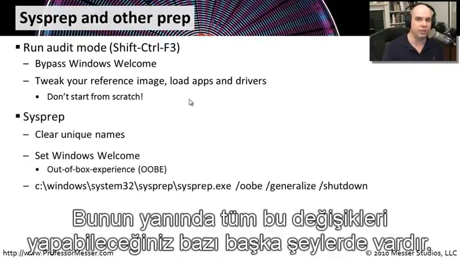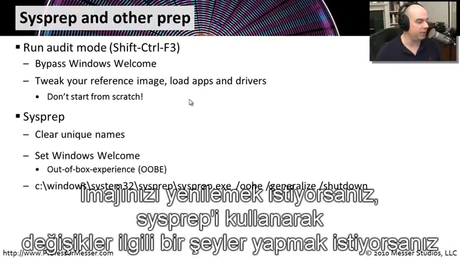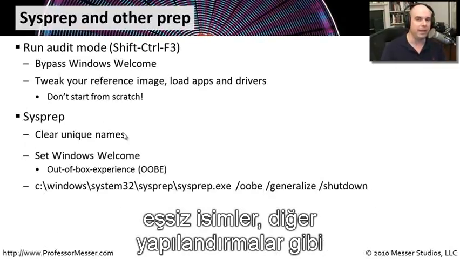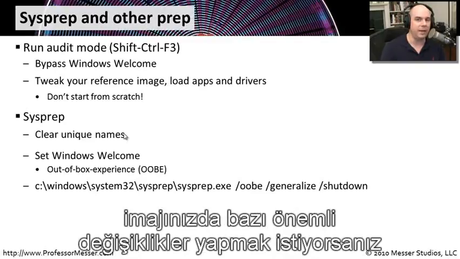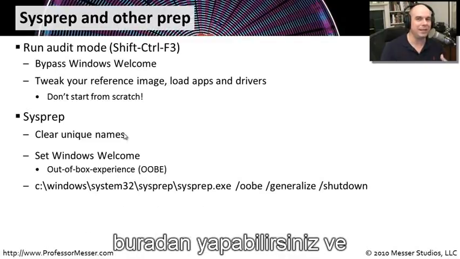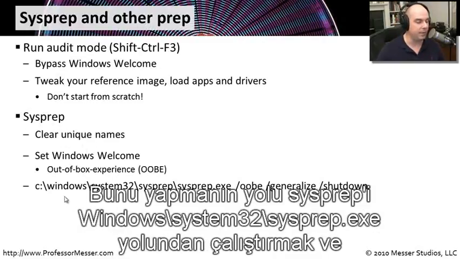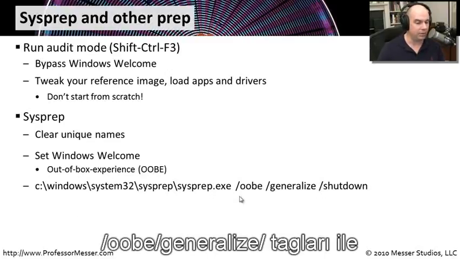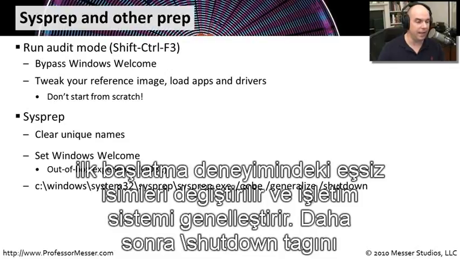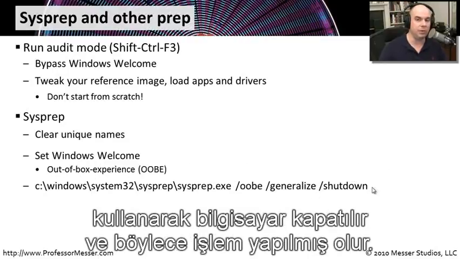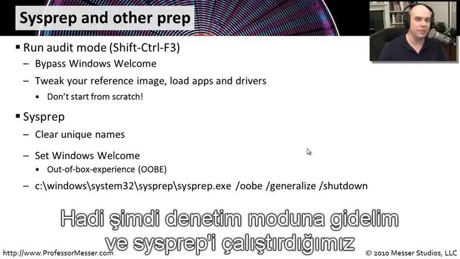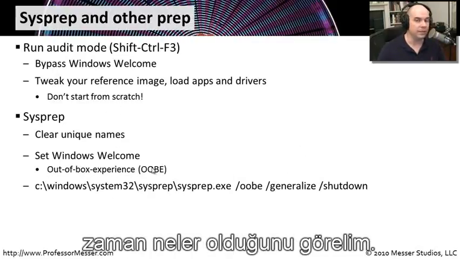Now, there's also some other things you can do. Once you've made all of those changes, you want to refresh the image. You want to do something called a sysprep, where you're clearing out unique names and other configurations. This is if you have made extensive changes to the image and you really would like to get it back to that open, fresh image that you had with that out-of-box experience. And the way that you do that is to run sysprep. It is in your Windows System32 sysprep folder, sysprep.exe. We're going to use an out-of-box experience tag and a generalized tag, which clears out unique names and generalizes the operating system, and then shuts down the computer from there. Let's go into our audit mode, see what that looks like, and from inside of there, we'll run the sysprep.